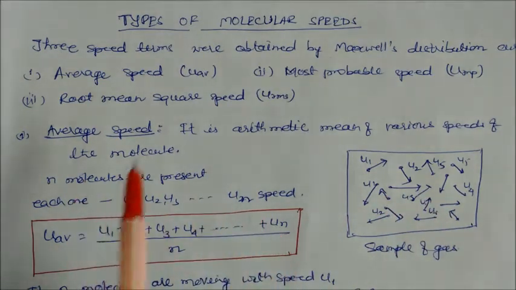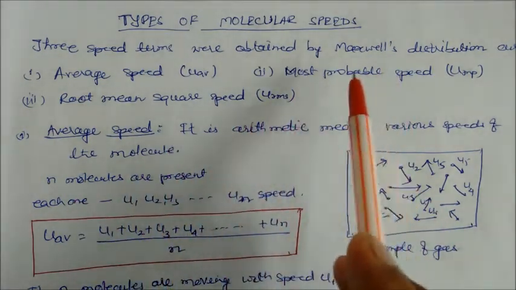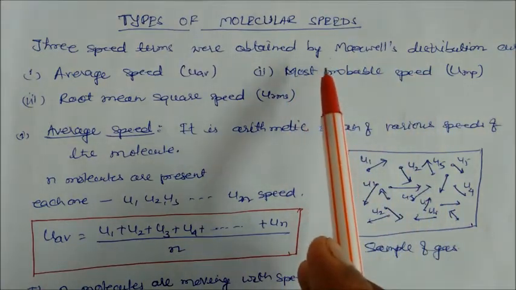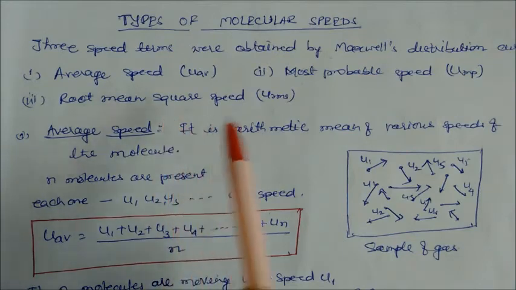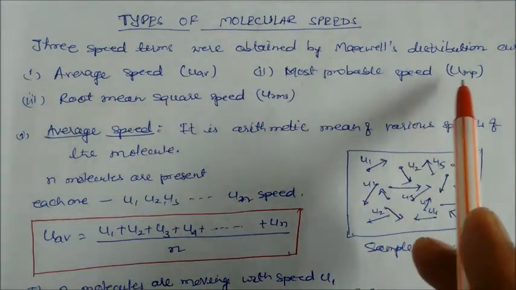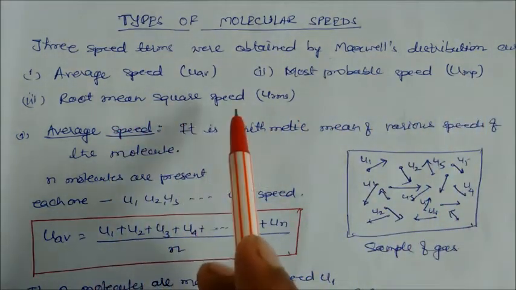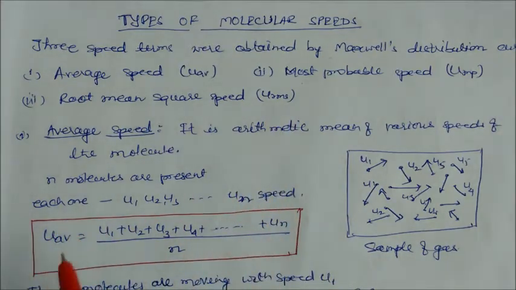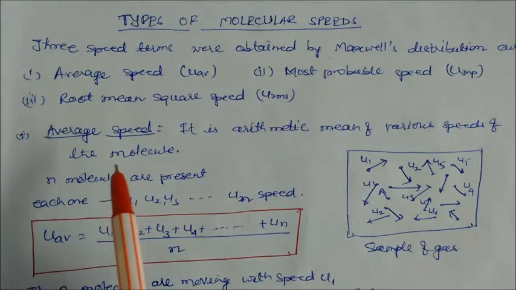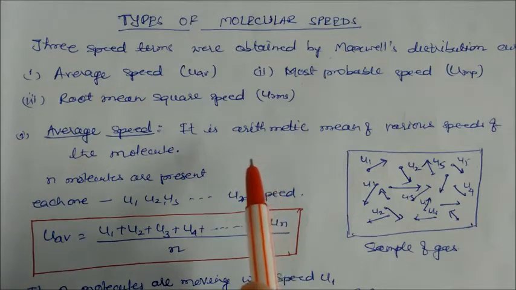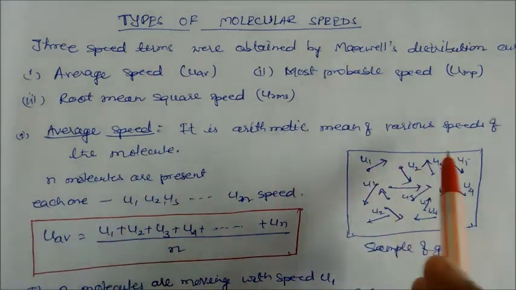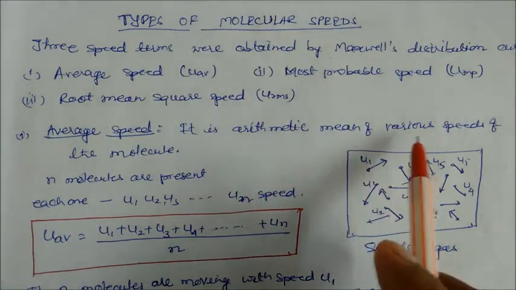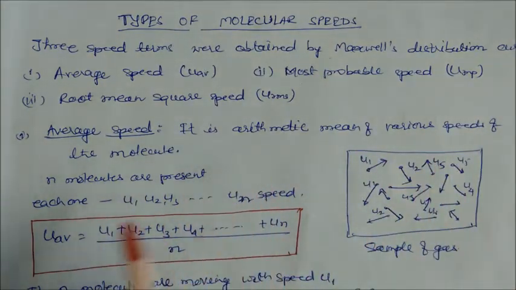Let us study the types of speeds given by Maxwell, which are concluded from the Maxwell distribution. These are average speed, most probable speed, that is UMP, and root mean square speed, that is URMS. What is average speed? It is the arithmetic mean of the various speeds of the molecules.